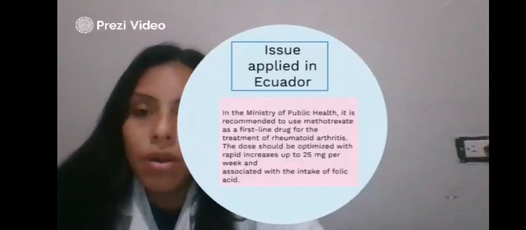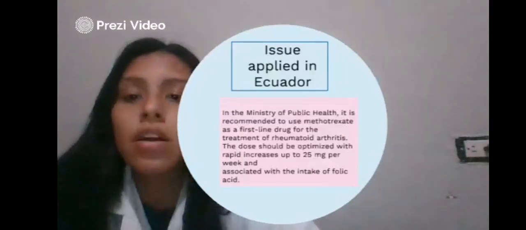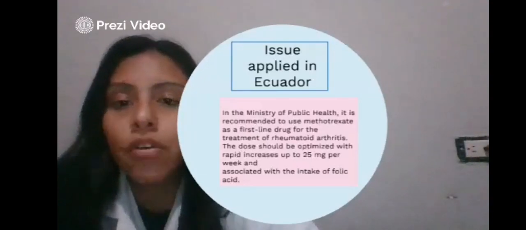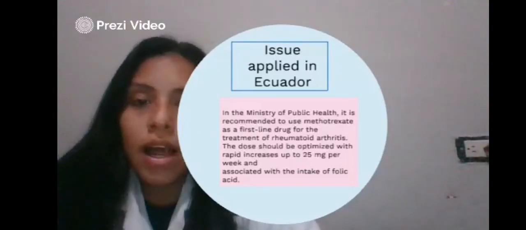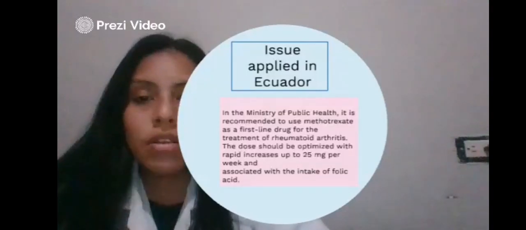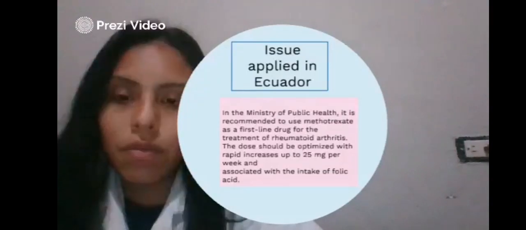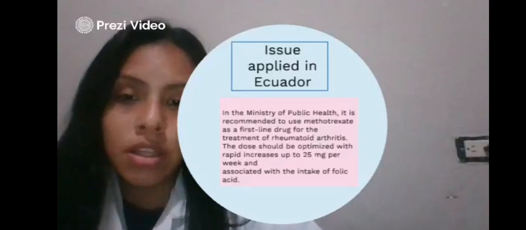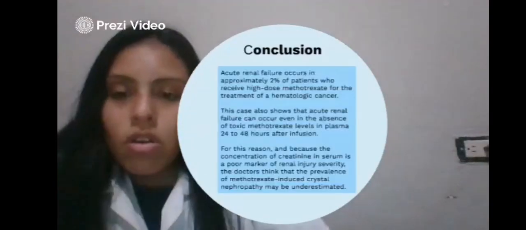In Ecuador, the Ministry of Public Health recommends using methotrexate as the first-line drug for the treatment of rheumatoid arthritis. The dose should be optimized with rapid increase up to 25 milligrams per week and associated with the intake of folic acid.